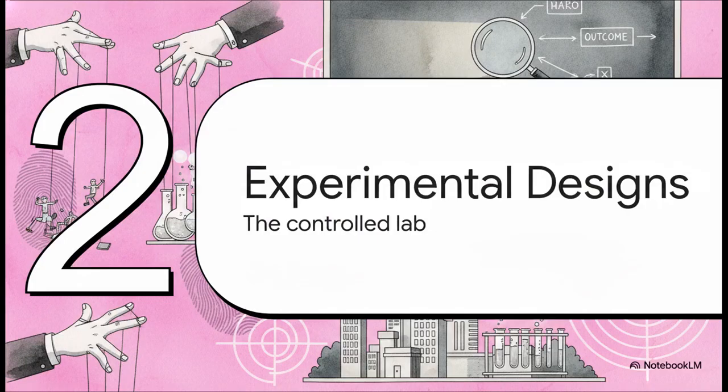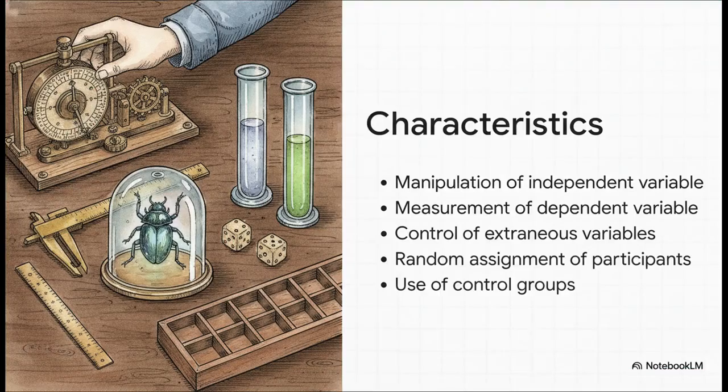Section 2. Experimental research designs. All right, let's step into the highly controlled laboratory. Welcome to the controlled sting operation. This is the world where researchers aren't just sitting back and watching things happen. They are actively pulling the strings. They want to prove, without a shadow of a doubt, exactly who or what caused a specific outcome.